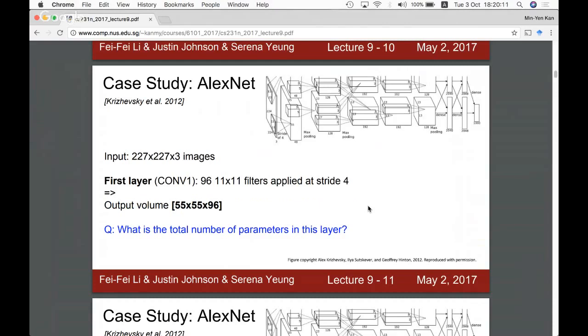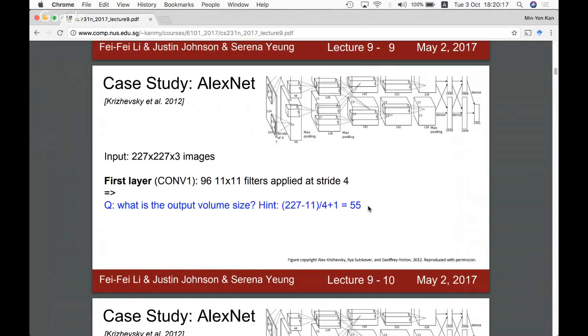That is the dimension of the width or the height, right? Yes. But we still have many filters being applied, 96 of them. Each filter generates one channel of the next layer.